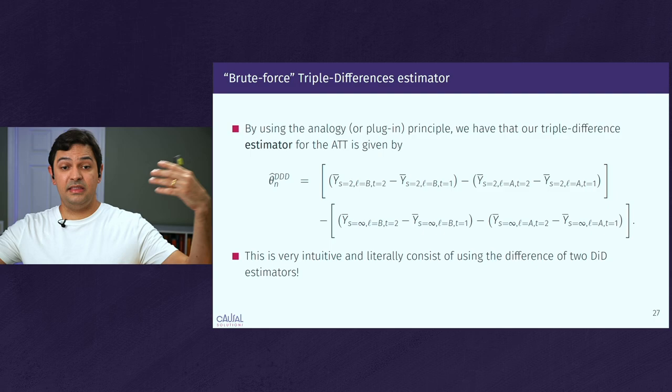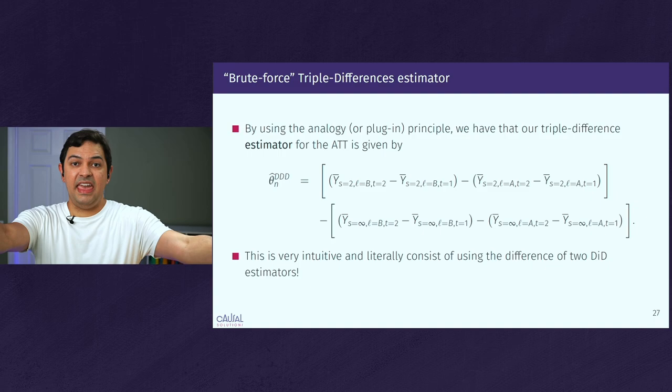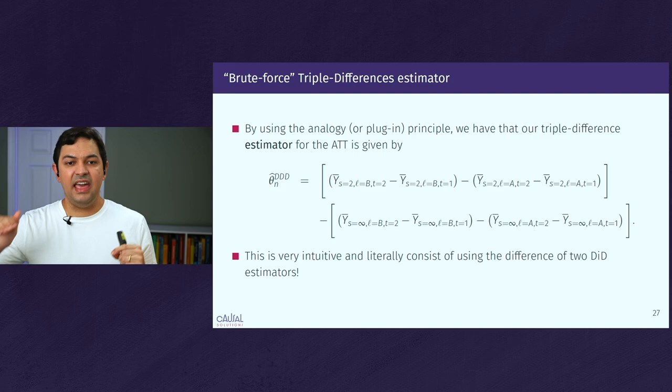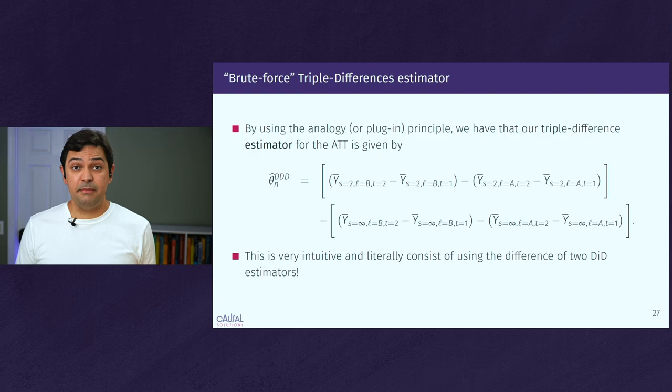So I do a DID by hand among treated states. Then I do another DID by hand among untreated states. And here, when I say I do DID by hand, I'm going to pretend, in quotations, that treatment status is the same as partition L. As if you belong to partition B, you're treated. If you belong to partition A, you are untreated.